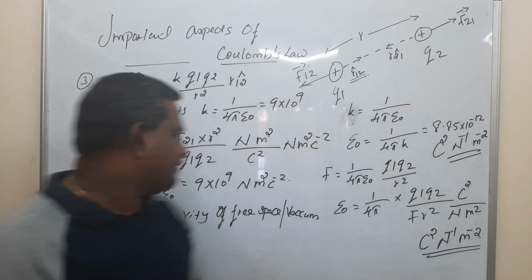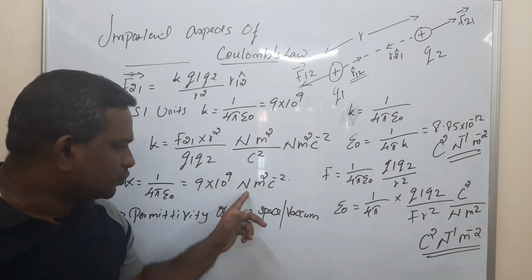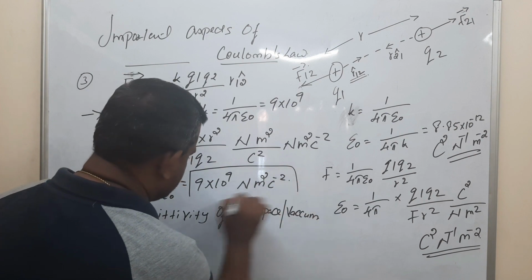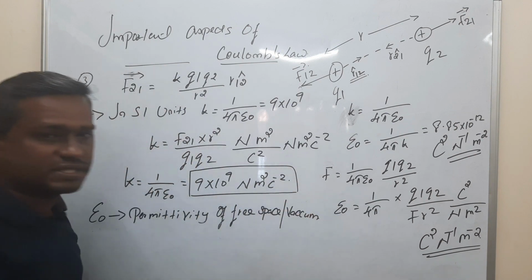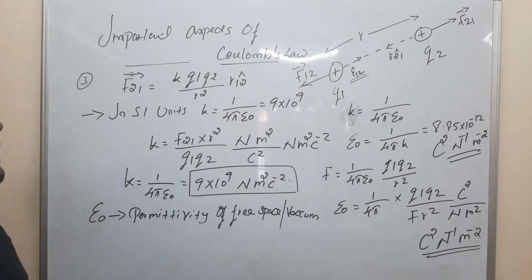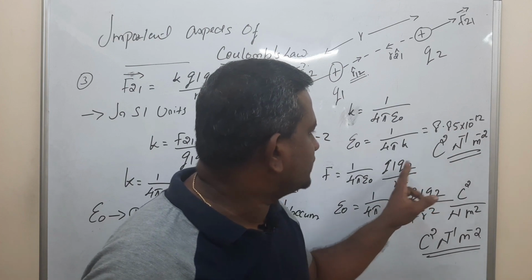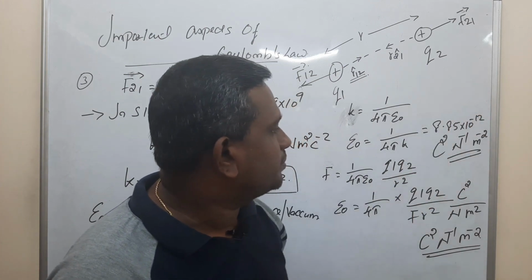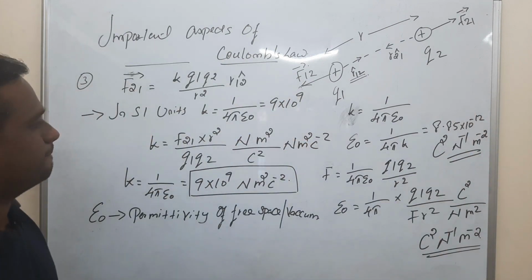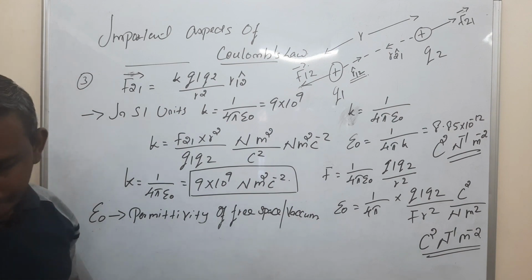So the value of k, that is 9 into 10 to the power 9. So unit Newton meter square per Coulomb square. Very very important. Please keep in mind. காணாம படிச்சிடுங்க. சரியா, மனசுல வச்சுக்கோங்க. That is value and unit. ஒன் வேர்டு கேட்கும். அதே மாதிரி epsilon 0 oda value and unit 8.85 into 10 to the power minus 12 Coulomb square per Newton per meter square. Okay, so these are the points you have to keep in mind.